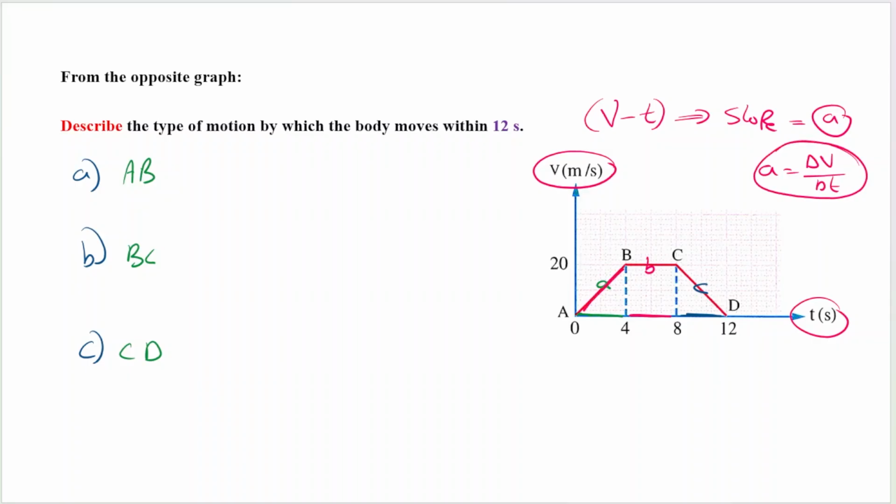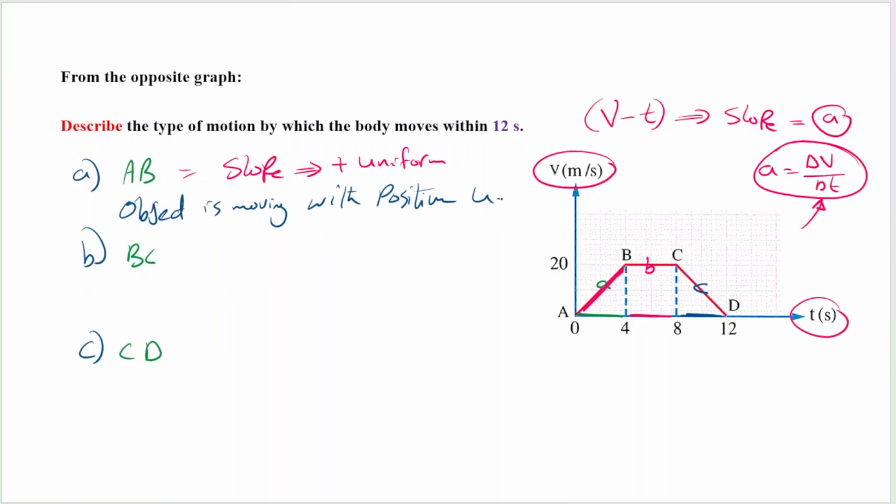Can you see this is a straight line? So the slope is uniform. But this is straight line coming up, so the slope is positive uniform. And the slope of this graph is equivalent to acceleration in physics. So this means that the object is moving with positive uniform acceleration during the interval from A to B during the first 4 seconds.